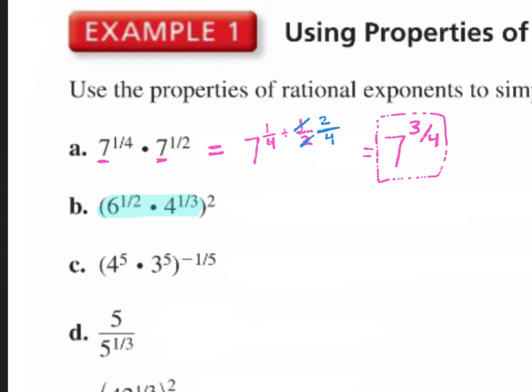Now, how can we combine these two exponents together? What do we do when we have a power raised to a power? Multiply. So we have 6 to the 1/2 times 2. What's 1/2 times 2? 1. So it would just be 6 to the power of 1. We don't have to write that 1 because 6 to the power of 1 is just 6. It's just 6. Now we're going to do the same thing with the 4 to the 1/3. So how do we combine these two powers?